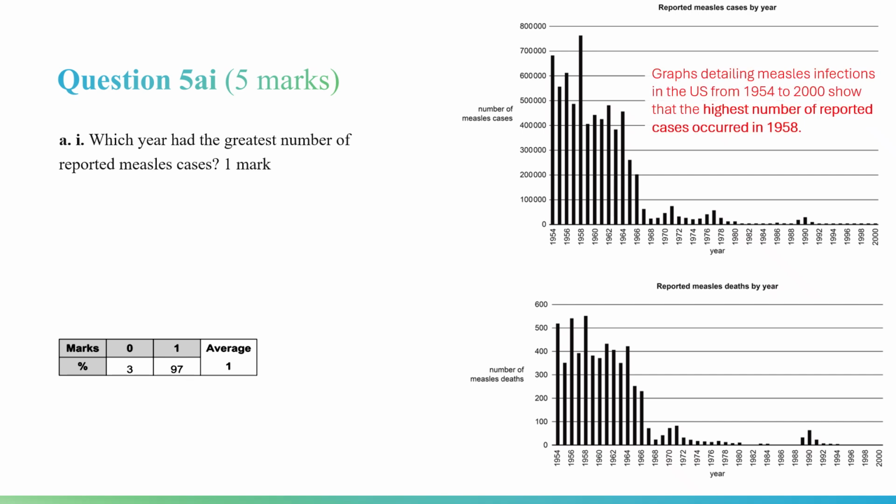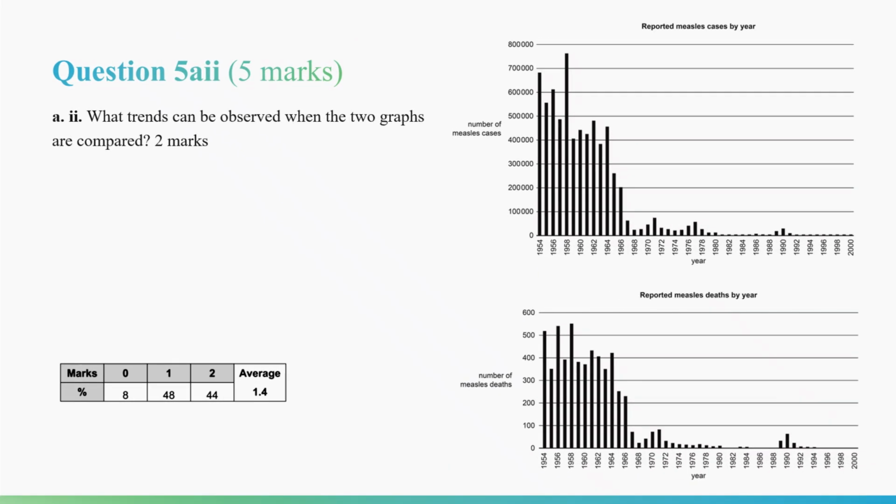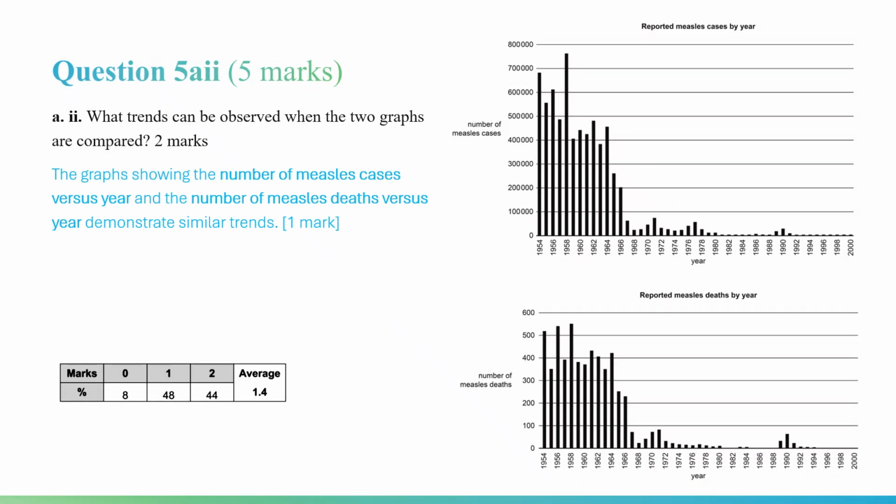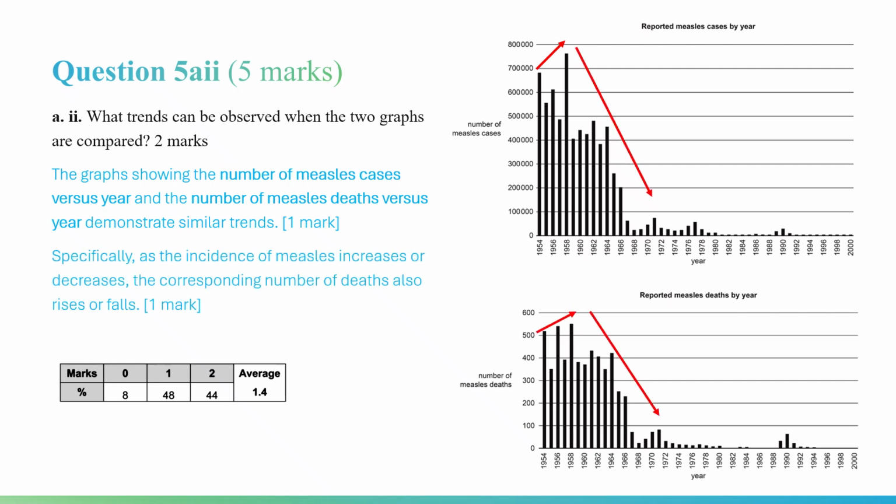Graphs detailing measles infections in the U.S. from 1954 to 2000 show that the highest number of reported cases occurred in 1958. The graphs showing the number of measles cases versus year and the number of measles deaths versus year demonstrate similar trends. Specifically, as the incidence of measles increases or decreases, the corresponding number of deaths also rises or falls.